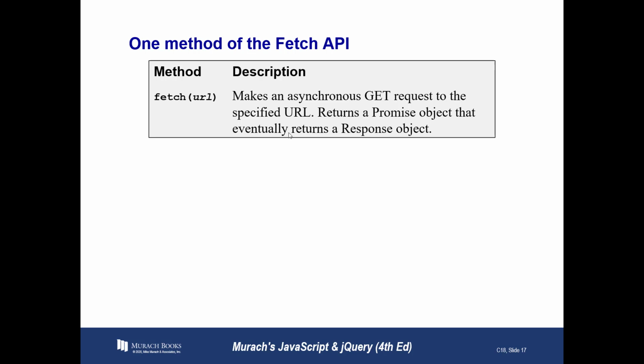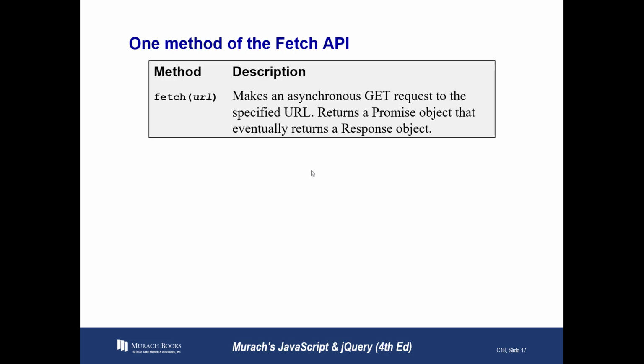When I ask to perform an operation, but since the operation may take a period of time, I put in an asynchronous request, and while we're waiting for that to happen, I can go on and do something else. Now you'll notice here, it says it returns a promise object. We'll talk promises.